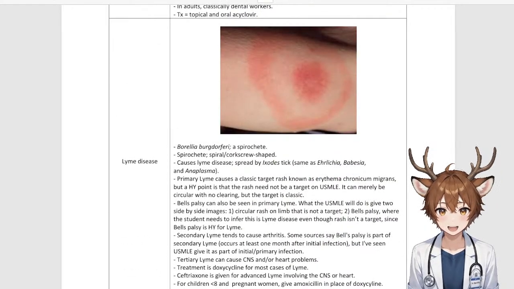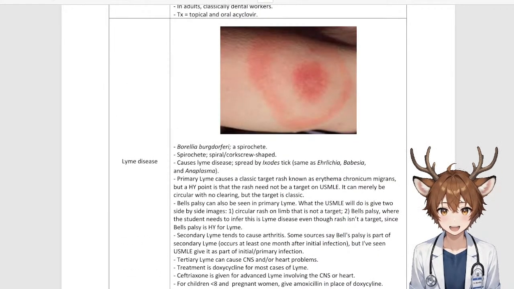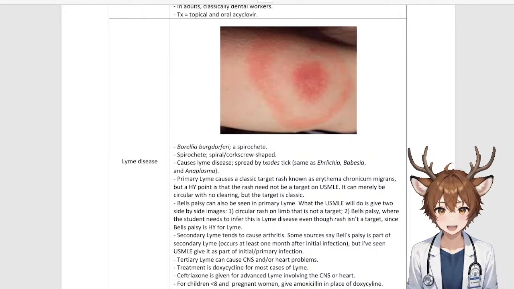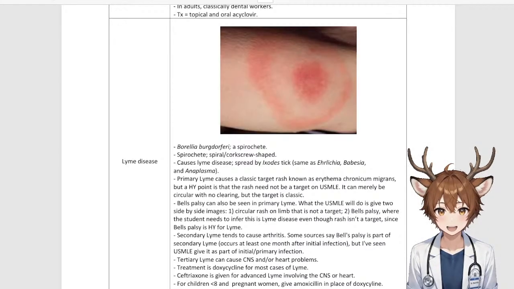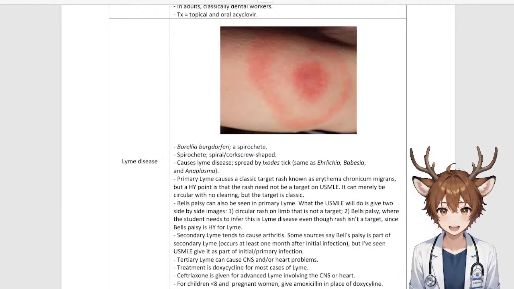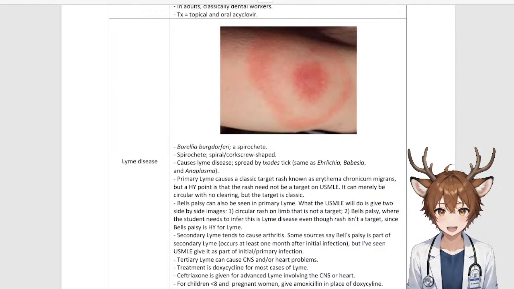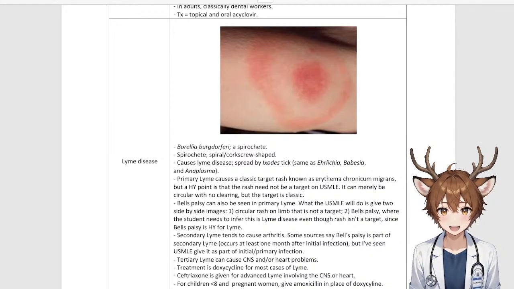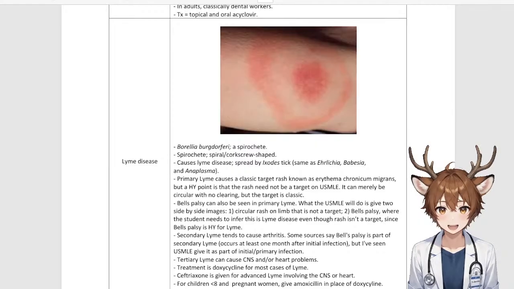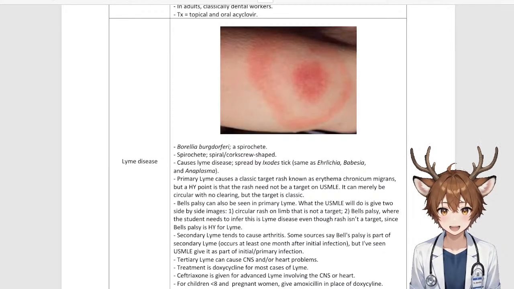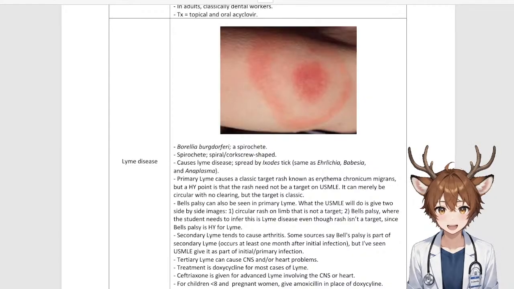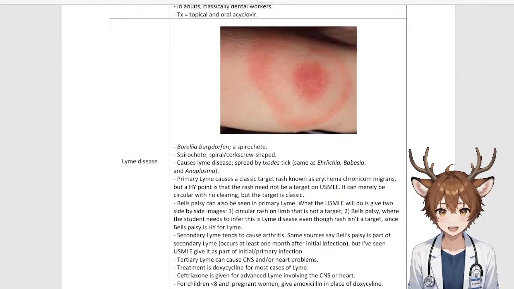Lyme disease. See that? Look at that target right there. So Lyme disease, Borrelia burgdorferi, a spirochete, spiral corkscrew shaped, spread by Ixodes ticks, same as Ehrlichia or Babesia and Anaplasma. Primary Lyme causes a classic target rash known as erythema chronicum migrans, but a high yield point is that the rash need not be a target on USMLE. It can merely be circular with no clearing, but the target is classic.